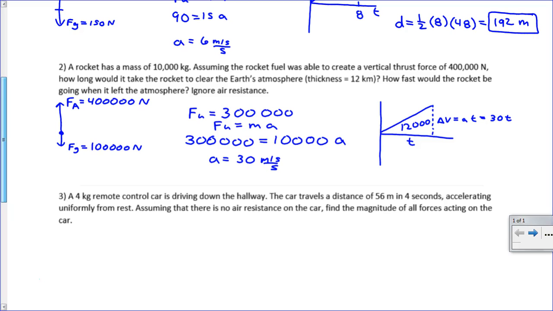And so what we end up with here is we know that the area here, 1/2 times t times 30t equals 12,000. Or you end up with 15t squared equals 12,000. Now if you go through and solve that, you end up getting that t equals 28.3 seconds.